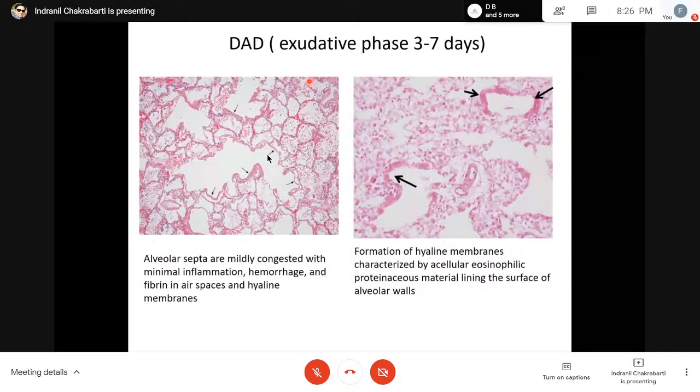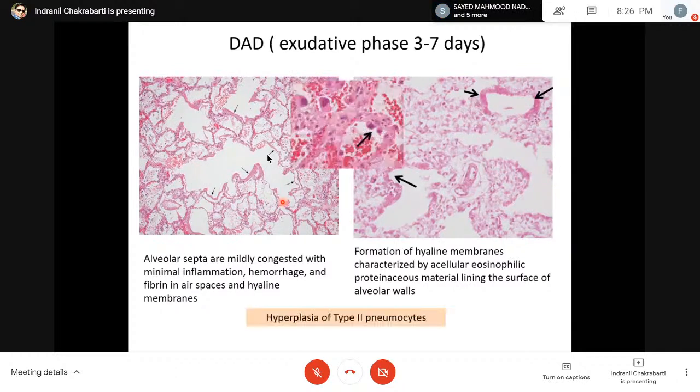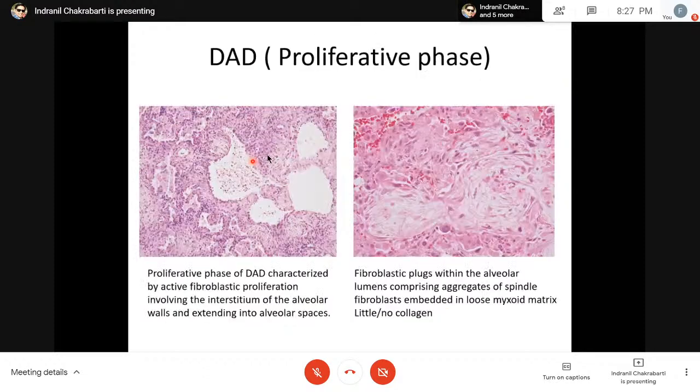In the second phase, that is the exudative phase, there is the formation of this type of dense eosinophilic material. These are known as the hyaline membranes. So this is characterized by acellular eosinophilic proteinaceous material along the alveolar walls. This is prominent in the exudative phase. And also there is hyperplasia of the type 2 pneumocytes in the exudative phase. So some of the alveoli in the exudative phase can show features of proliferative phase as well.